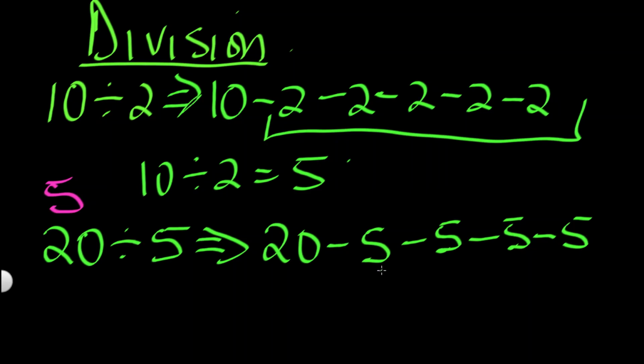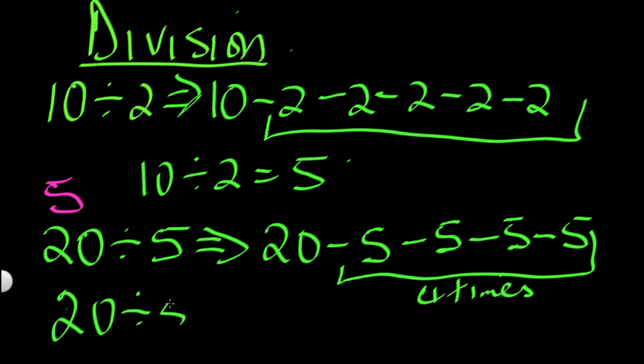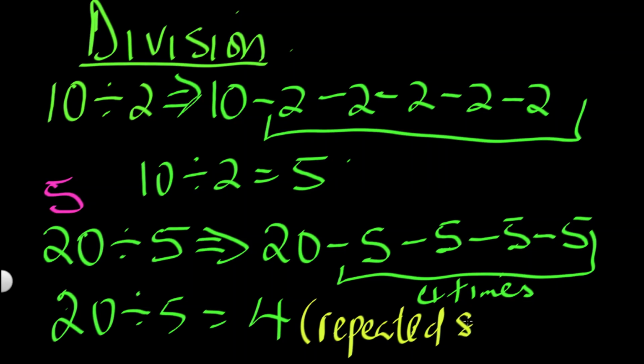If we say 20 minus 5, we get 15. Minus 5, we get 10. Minus 5, we get 5. Minus 5, we get 0. So we need to subtract 5 from 20 four times. Because of this, it means 20 divided by 5 is actually 4. This is what it means. So division, we can conclude, is a repeated subtraction.